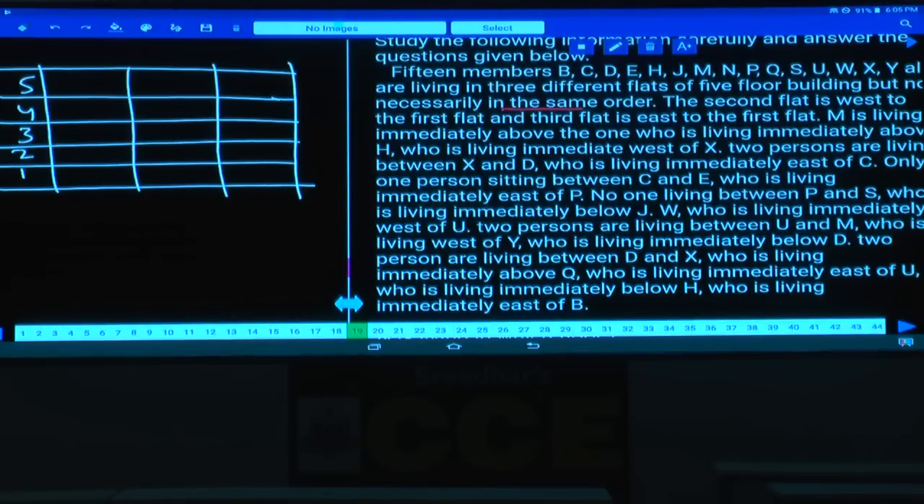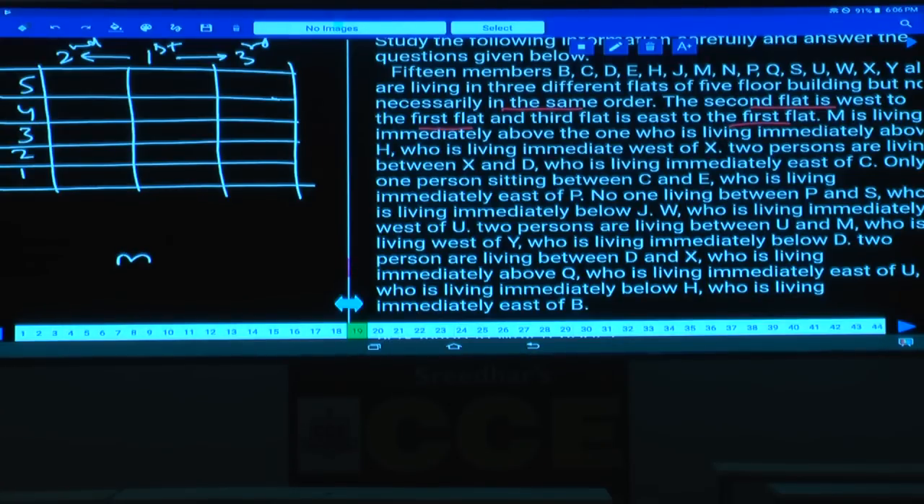Then what is the first flat here? First flat is this one, and this will be the second flat, and this will be the third flat, because the second flat is to the west of the first flat, and the third flat is to the east of the first flat. And this first flat must be at the center. Second flat is on the left hand side, and right hand side of the first flat is the third one. Done with this? And M is living immediately above the one who is living immediately above H.